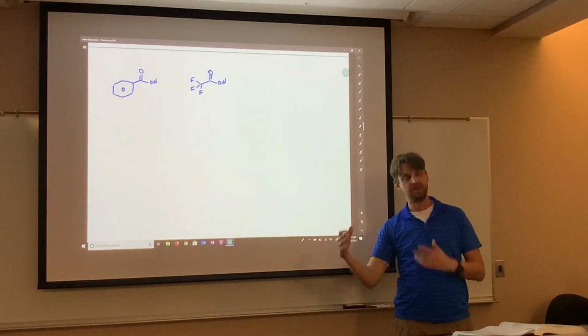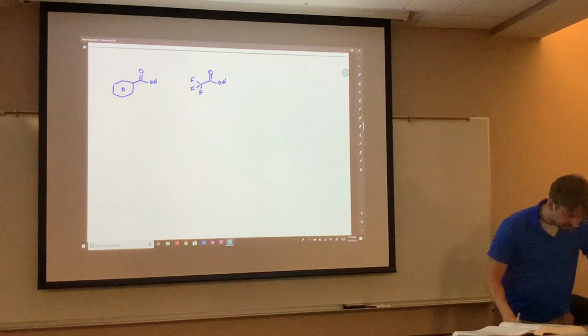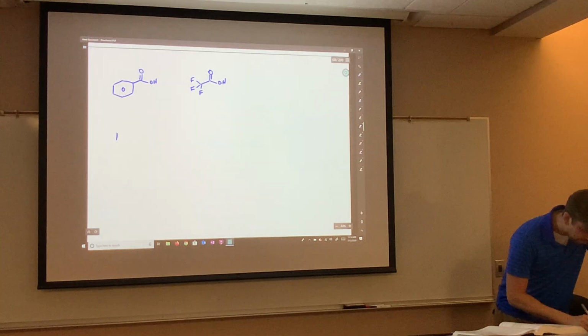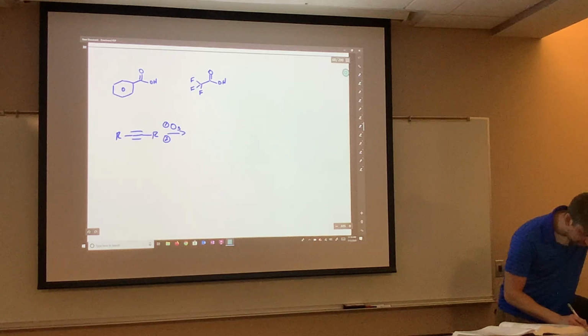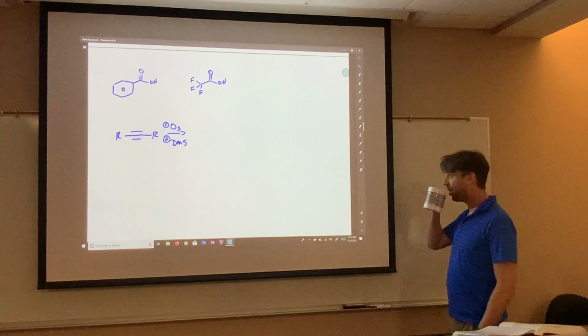Keep in mind that carboxylic acids are acids, right? Okay, so how do we make carboxylic acids? Well, we've learned a couple ways already, right? If we take, let me draw that a little bit better, if we take an alkyne and we subject that to ozonolysis conditions, so ozone and then our DMS, our dimethyl sulfide, right?